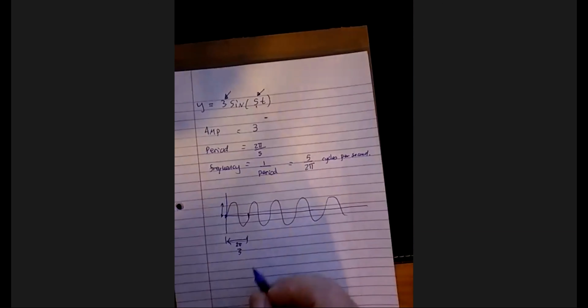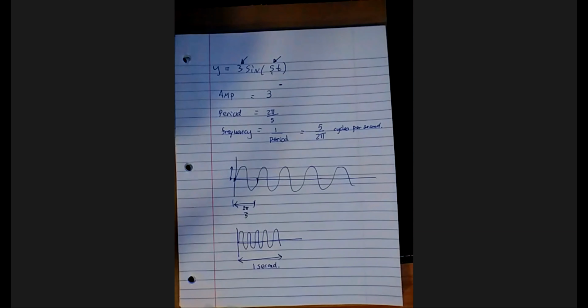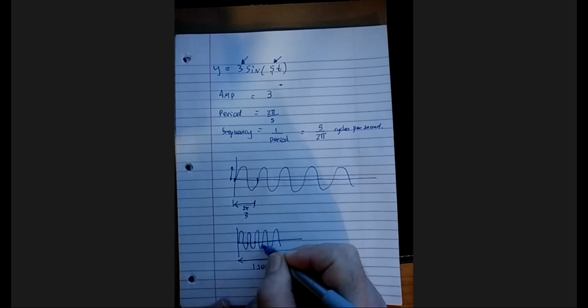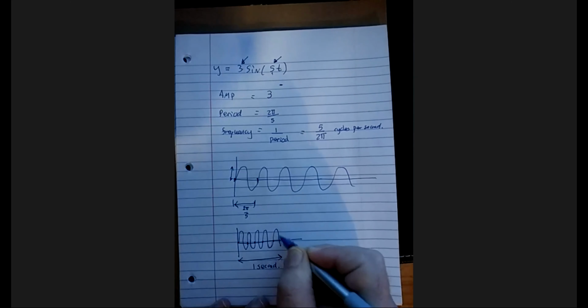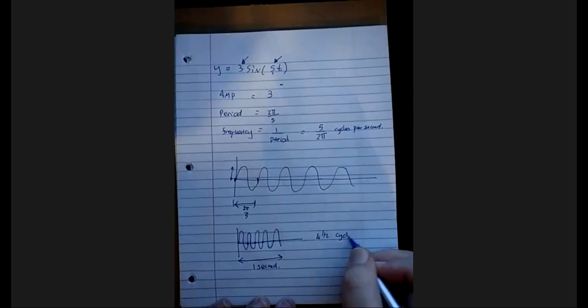So can you imagine a different sound wave that looks something like this? That represents 1 second of time. So the frequency would be how many cycles per second. If I look at this curve, there's 1 cycle, there's 2 cycles, there's 3 cycles, there's 4 cycles. That would be about 4.5 cycles per second.